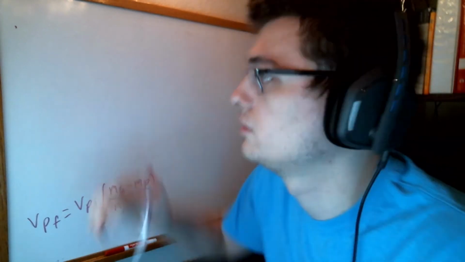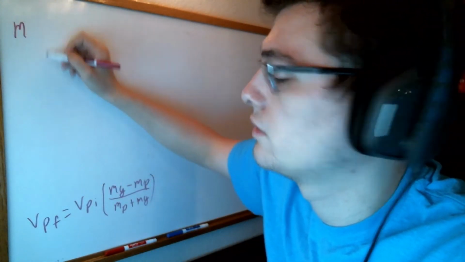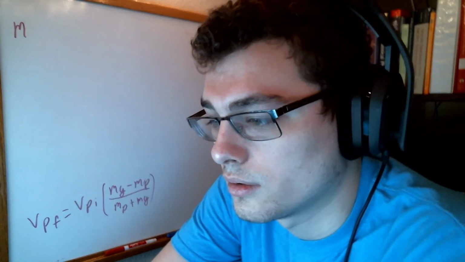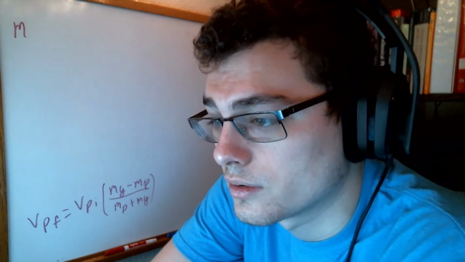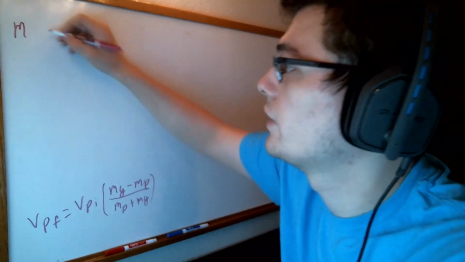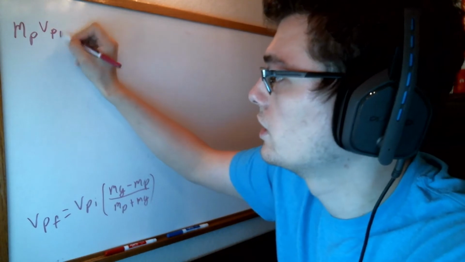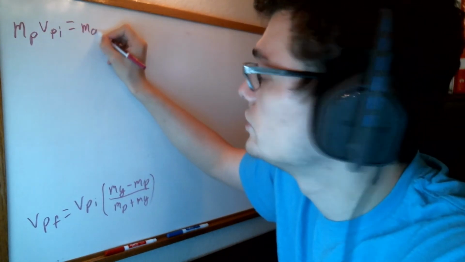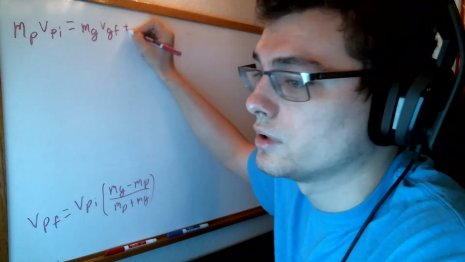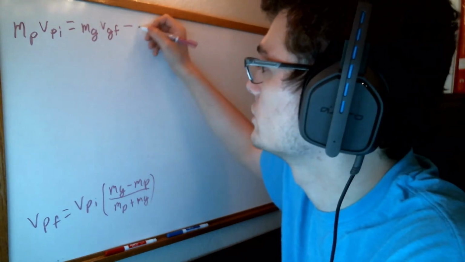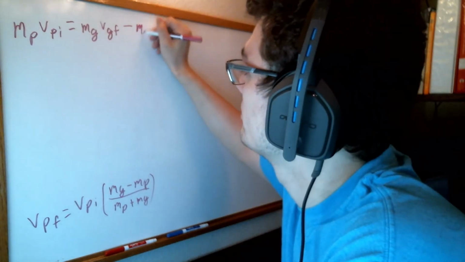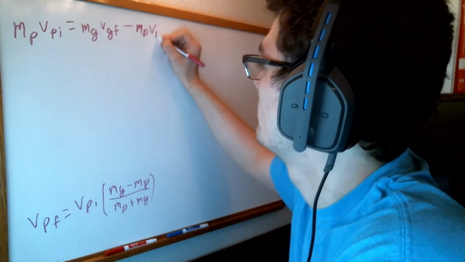So we know from before. I'm trying to see if this is the same expression. Okay, so if we have mp vpi is equal to mg vgf plus or minus, because it's in the opposite direction, mp vpf.